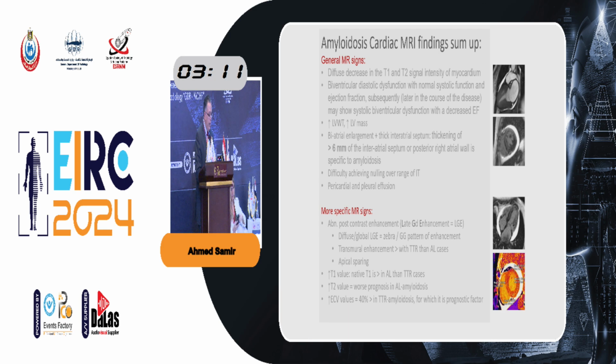So, to try to sum up again, because it's very important to remember that we have a generalized increase in T1 and T2 mapping in cases of amyloidosis. We have a characteristic thickening of the atrial septum, more than 6 millimeters is very characteristic actually, and we have an increase in the LV mass, and we have more specific signs like the zebra or the ground glass pattern of enhancement in late gadolinium enhancement. The transmural enhancement is more common in TTR type. Don't worry, I will resume everything at the end of the lecture. And we can have some apical sparing. T1 and T2 mapping values are higher in AL type, and ECV values are higher in TTR type.